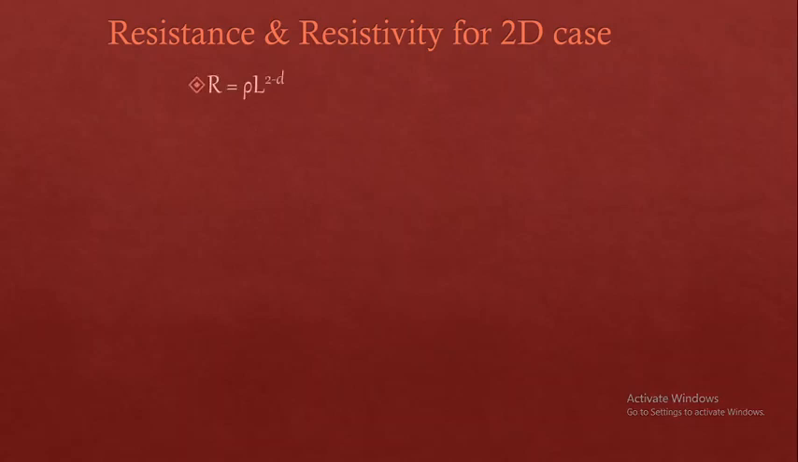In general, we have resistance in terms of resistivity as R equals rho into L raised to 2 minus D. Rho is resistivity, R is resistance, and L is the dimension of length, raised to 2 minus D, where D is the degrees of freedom. So this is a general formula based on which you can get the relation for resistance as well as resistivity for any type of system.